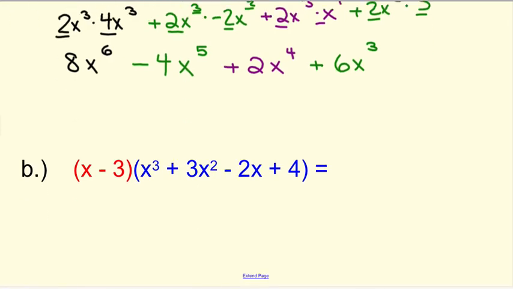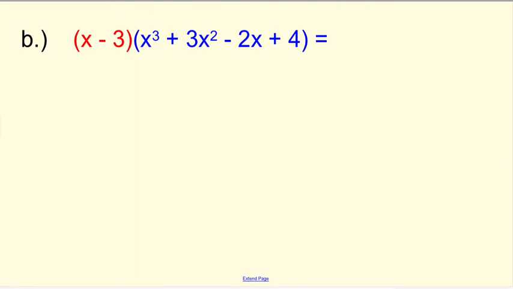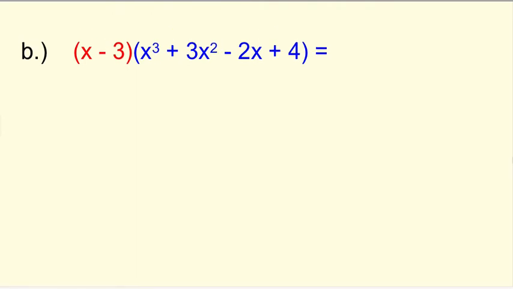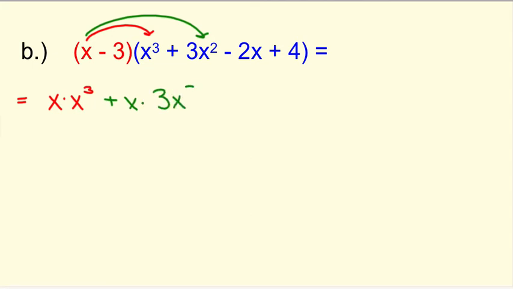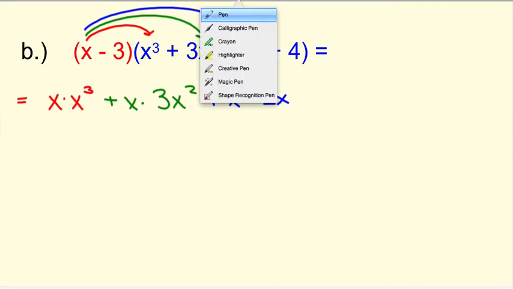All right, second example, a little bit more work because now we don't have just a single term, we have a binomial in the red. So we're going to multiply x times x cubed, and we get x times x cubed, like that. If you want to do it in your head, you're welcome to do so. Now we're going to take x times 3x squared. And we're going to go x times negative 2x. And then the last one.